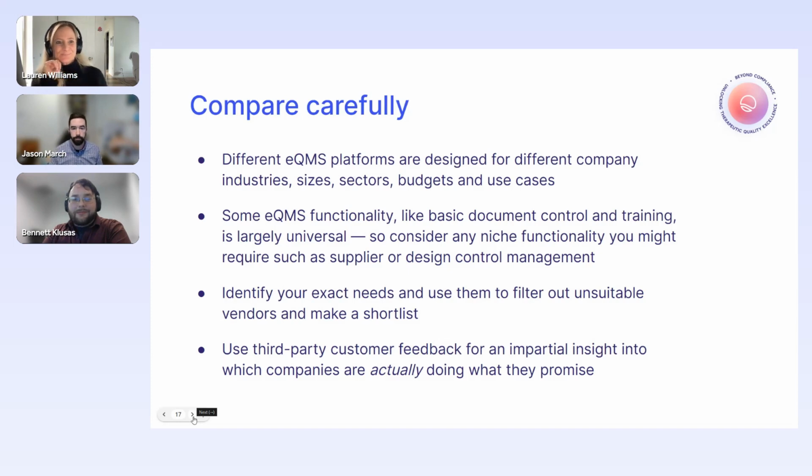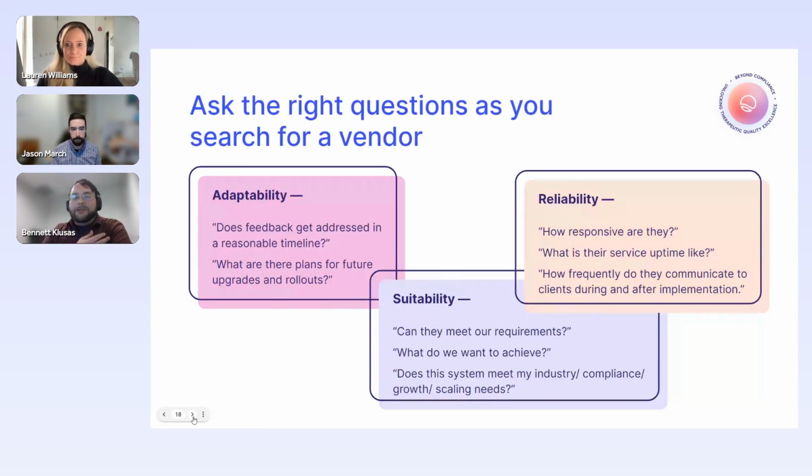Thank you, guys. As we look at comparing these eQMSs, we know what we need now. We really come to what are the right questions in our search for a vendor. We broadly categorize some of these as, what is the adaptability of the system you're looking at? If you have feedback, can it get addressed in a reasonable time frame? Are there plans for future upgrades or rollouts, or is this a very set system that doesn't change unless you're paying for them to change it? Then suitability: does it meet the user requirements that you've already gathered, and does it meet your company's objectives?